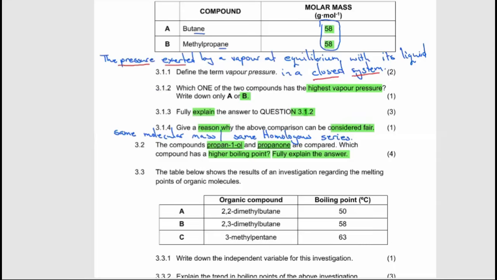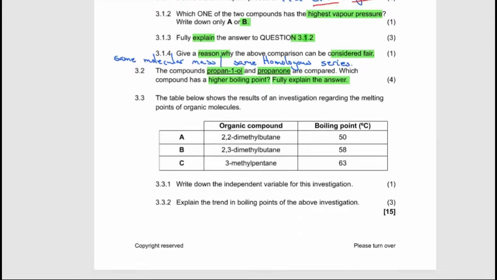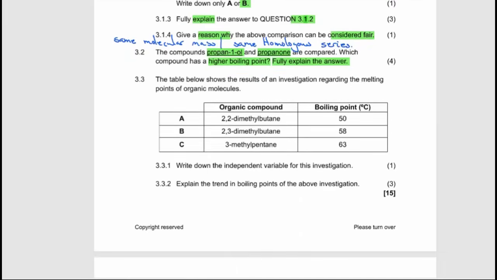Then I'm going to proceed to the next question, which is 3.3. Question 3.3 says the table below shows the results of an investigation regarding the melting points of organic molecules, right? We're given those organic molecules A to C, and they are asked to write the independent variable for this investigation.